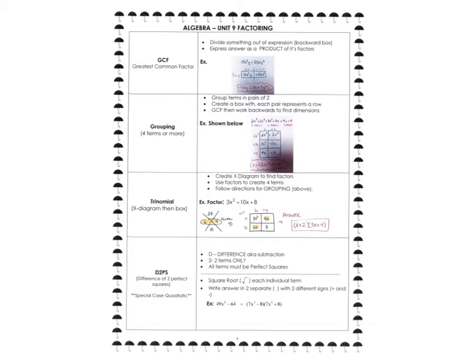The types of factoring we will do are GCF, greatest common factor. We will factor by grouping. We will do trinomial factoring and difference between two perfect squares. But before we get to actually doing these factoring methods, like I said, we're going to practice some skills that are going to make these a lot easier. Okay, so let's get started. I'm going to go to the next page.